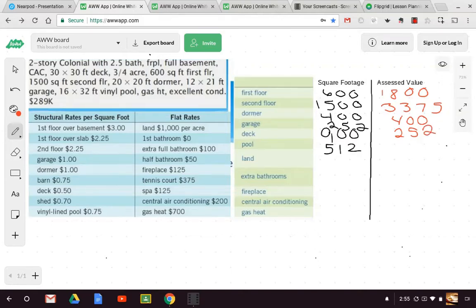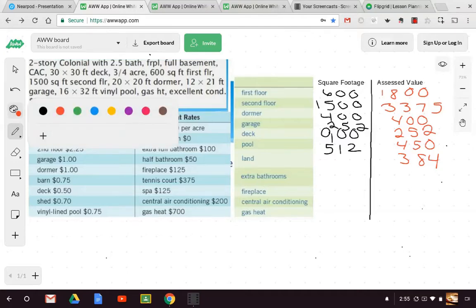A deck is 50 cents per square foot, so 50 cents times 900 square feet for my deck is going to be $450. And then finally for the pool, it says that a vinyl lined pool is 75 cents per square foot. We have 512 square feet, so 512 times 0.75 is 384. And that gives us all of our assessed values for all of our rates based on square footage. Next, we're going to be looking at land, extra bathrooms, and fireplace, central air conditioning, and gas heat. And those are all underneath our flat rate section.